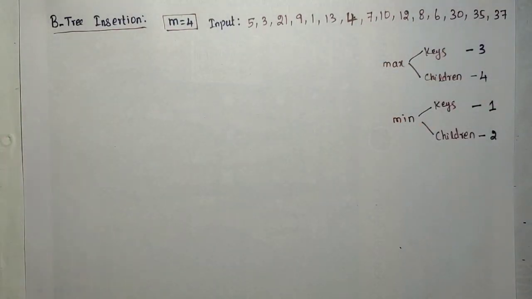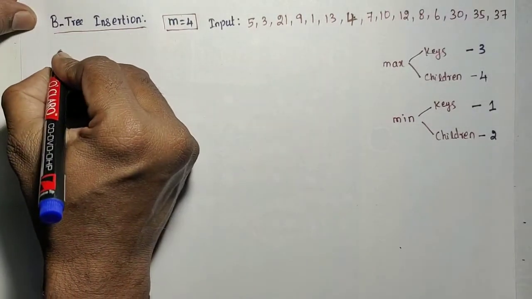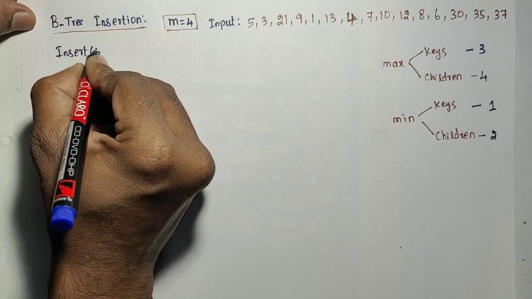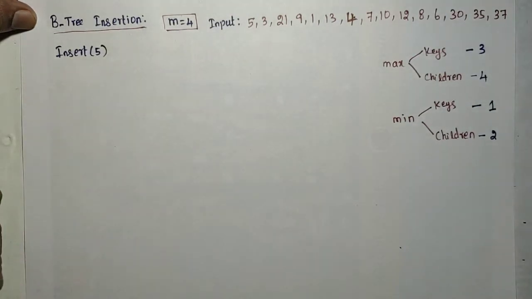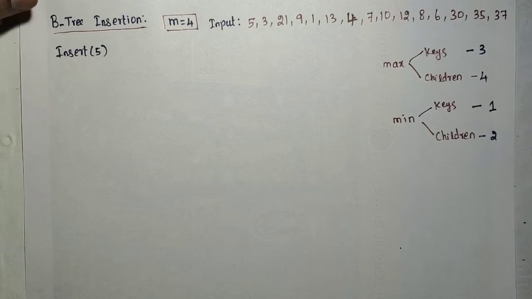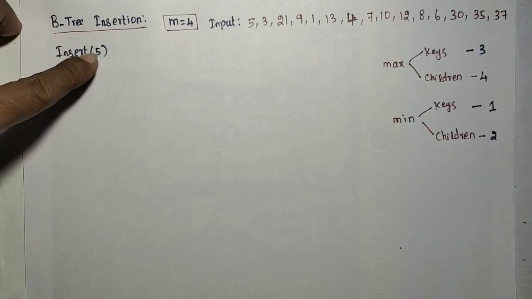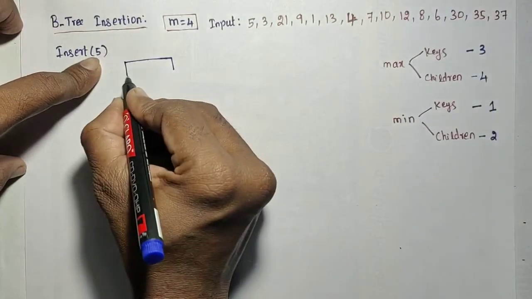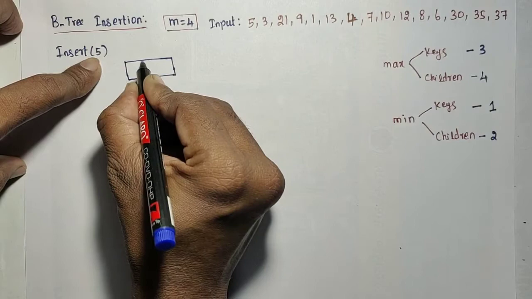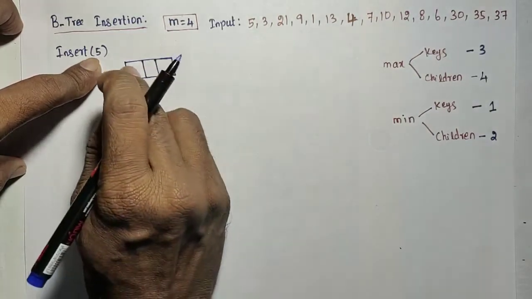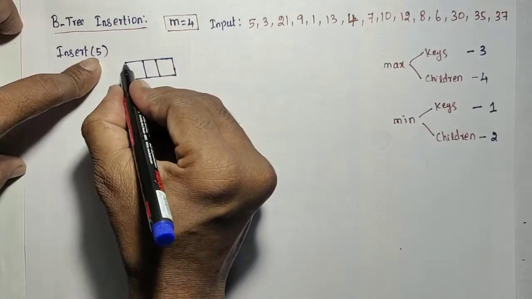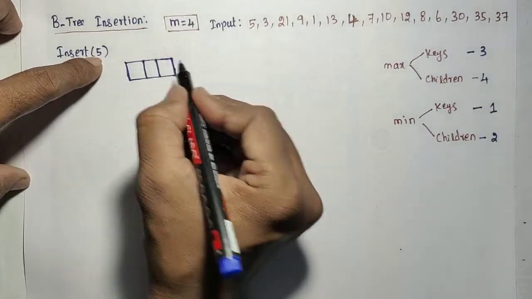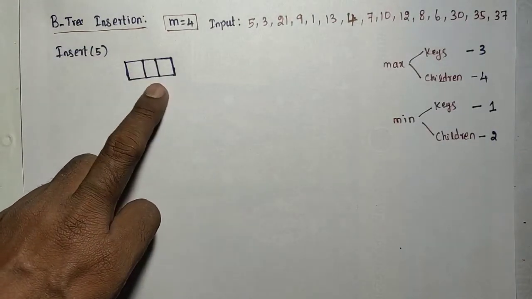So the first operation is the insert of 5. We will start the insertion one by one. Insert 5. It is initially an empty tree, so there is no node. For the first element you need to create the root. The node structure will look like this: 3 boxes and 4 pointers, where each line indicates a pointer. The pointer values will be null and the data values will be empty.